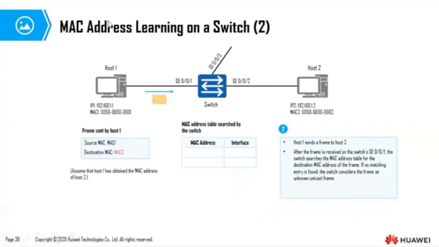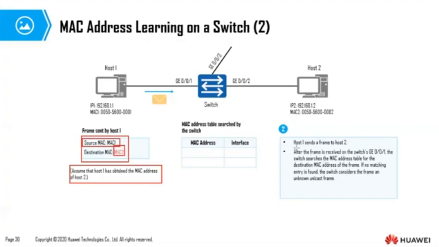Then what happens? Host 1 sends a frame to host 2. So it will have the source MAC address. So here, the assumption is that host 1 already knows the destination MAC address, which is this one, right? We already know it.